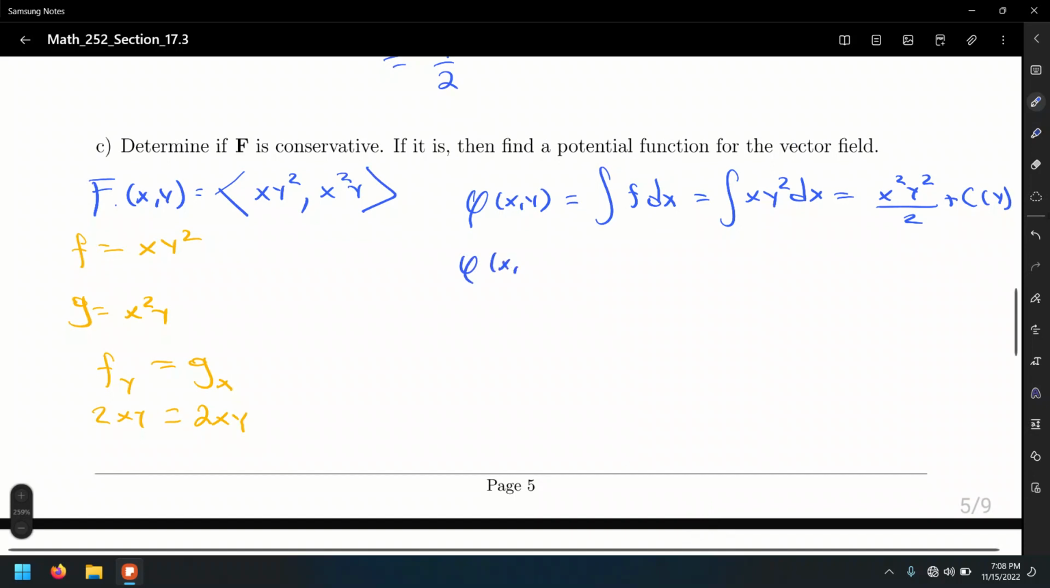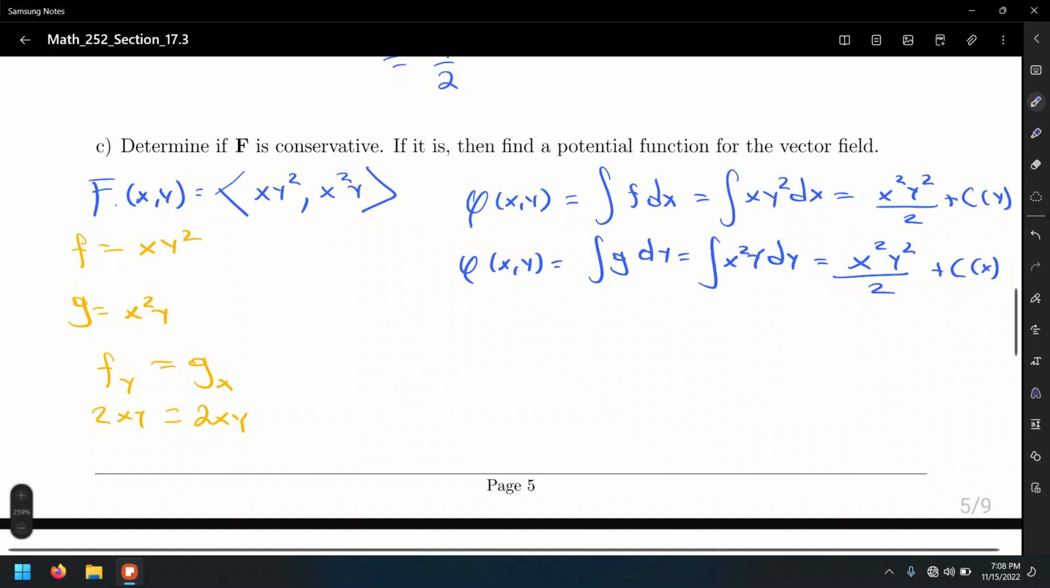All right, let's do the second partial integration. Phi of x, y equals the integral of g dy, equals the integral of x squared y dy, which in this case happens to be the same, x squared y squared over 2 plus, in this case, c of x.